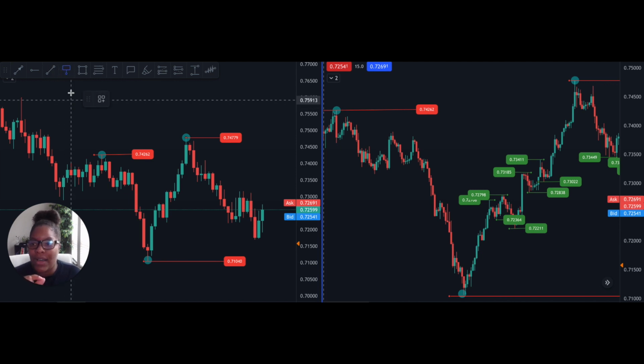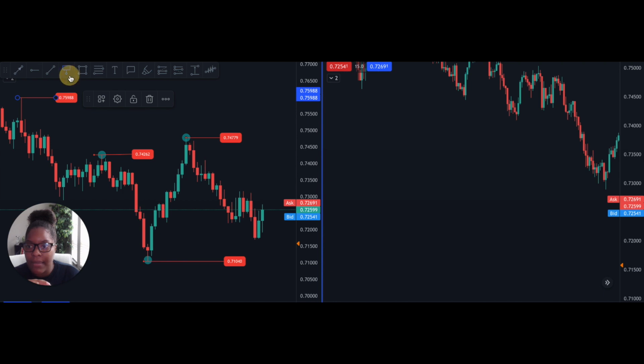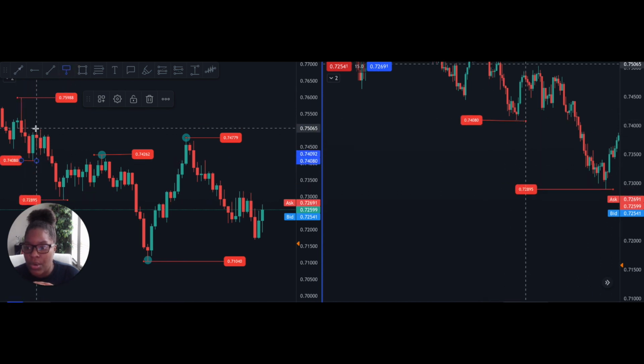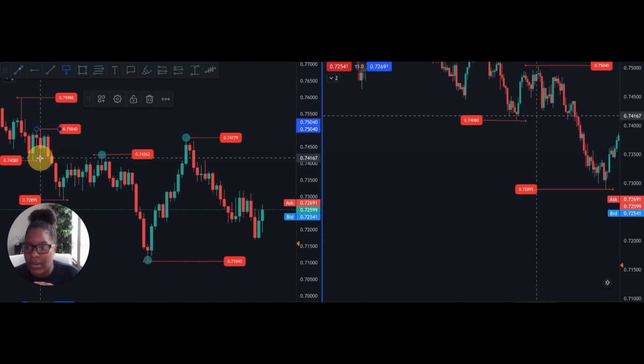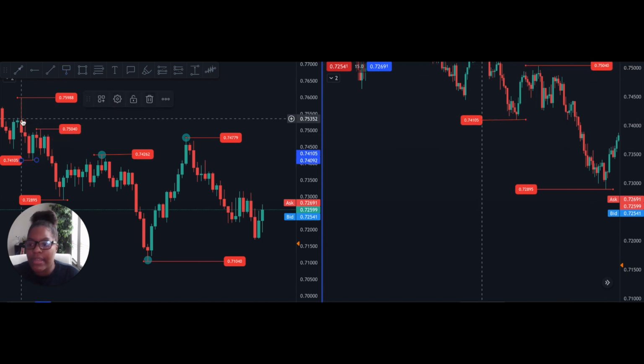All right, now let's look at this one particular pair right here, and I'm just going to mark out the highs and the lows. All right, and we'll mark out this because price did drop lower and then it did go higher. Okay, so we can see here that price is in a downtrend.